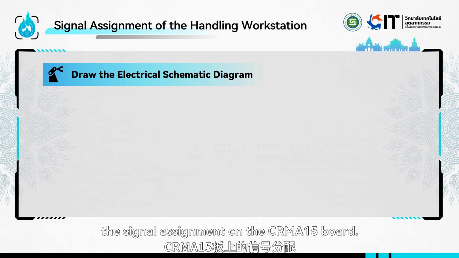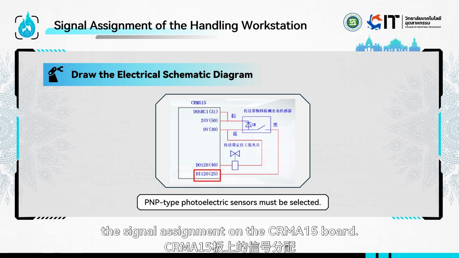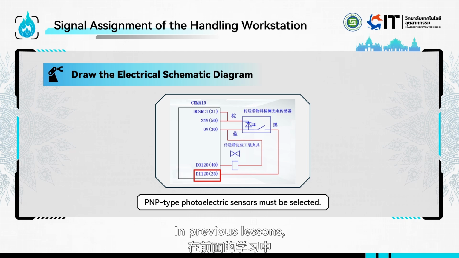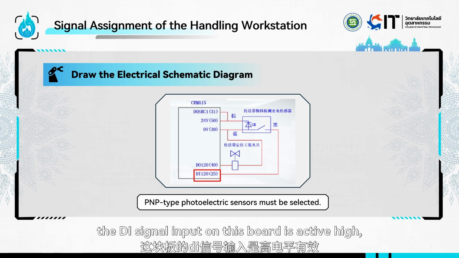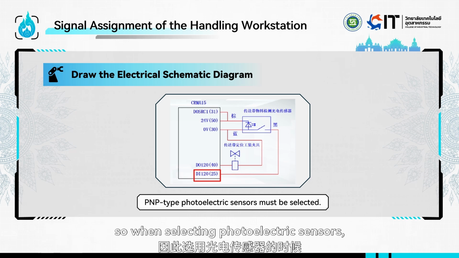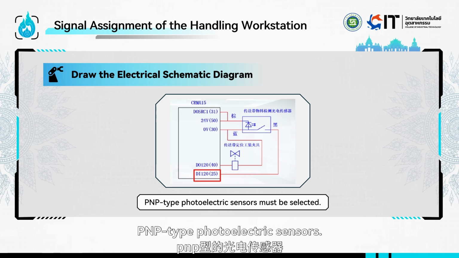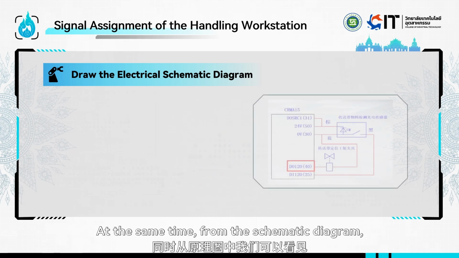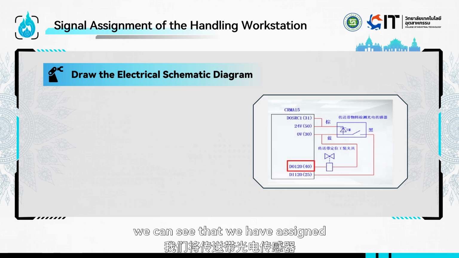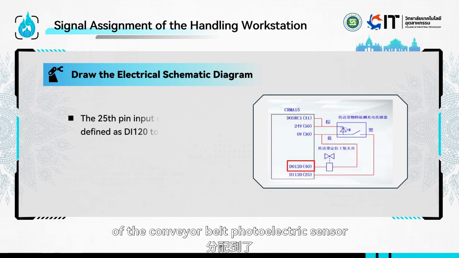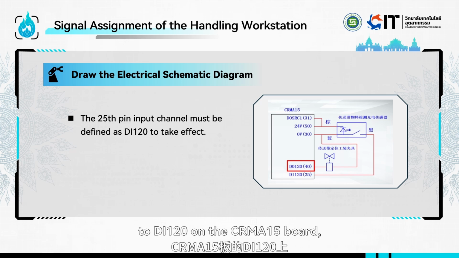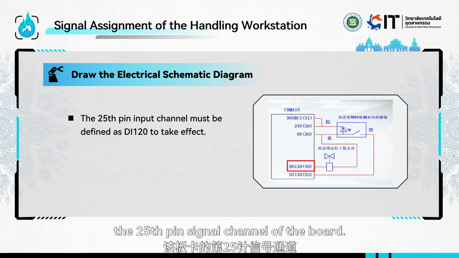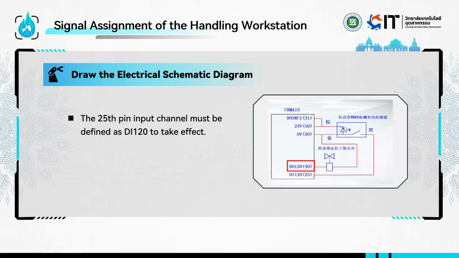It's important to note the signal assignment on the CRMA15 board. In previous lessons, we learned that the DI signal input on this board is active high, so when selecting photoelectric sensors, it is essential to choose PNP-type photoelectric sensors. At the same time, from the schematic diagram, we can see that we have assigned the output signal of the conveyor belt photoelectric sensor to DI120 on the CRMA15 board, corresponding to the 25th pin signal channel of the board.